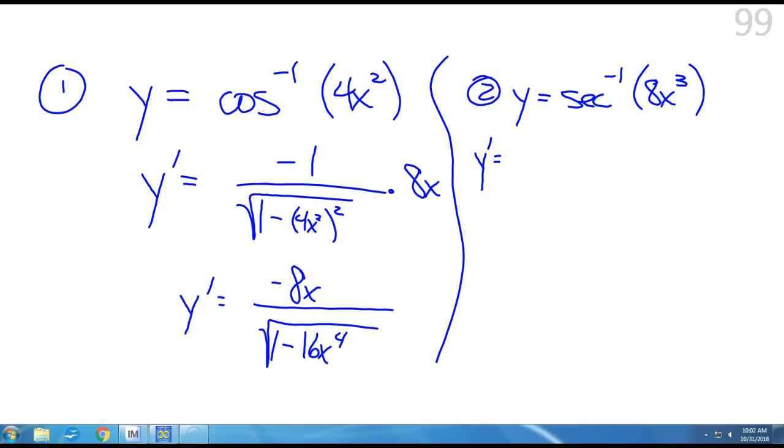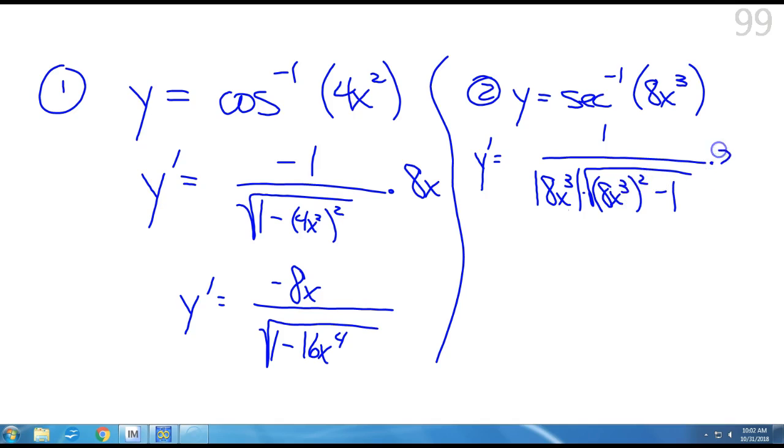So secant inverse, positive because it starts with a C, or it doesn't start with a C. Absolute value of what? Of the 8x to the third times the square root of the 8x to the third squared minus 1, and then times 24x squared. So they would probably do this. Does that 8 need to be inside the absolute value? It does not. So that's a positive number. So they would probably take it out and cancel and say that's 3x squared on top.